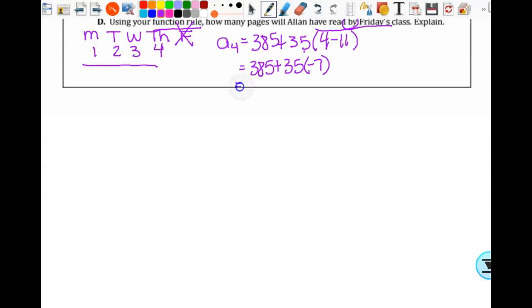So 35 times negative 7. Here's what I would do. That's going to be minus, first of all. So 7 times 30 is 210. And then 7 times 5 is 35. So this is going to give me a negative 245. So a sub 4 is going to be 140. And that's 140 what? Pages, right?